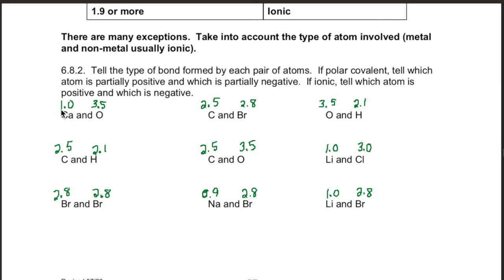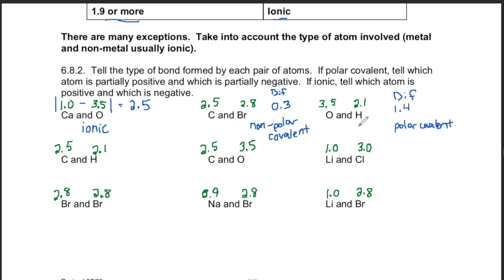Of course, we have a metal, calcium, and a non-metal, oxygen. And so this is going to be an ionic bond. We knew that before we learned about electronegativity, and then we'll just take the absolute value of the difference here. It's confirmed by the difference in electronegativities that we see. The difference between these electronegativity values is 2.5, which falls into the ionic range. For carbon and bromine, the difference is only 0.3. So this is a nonpolar bond.